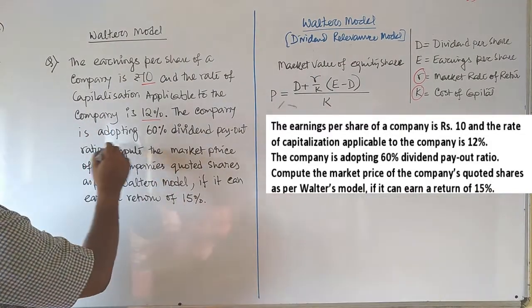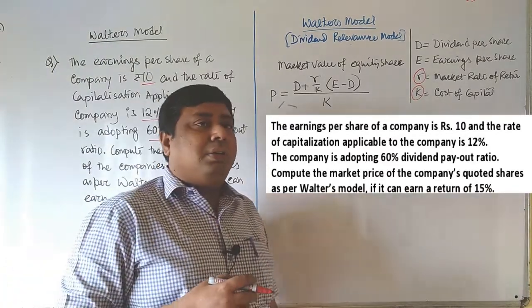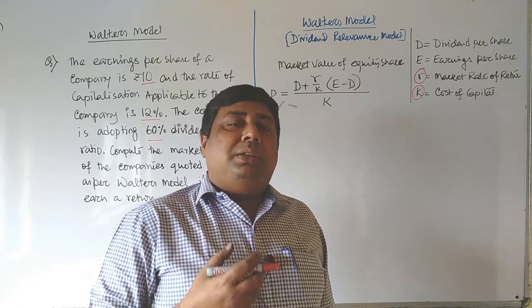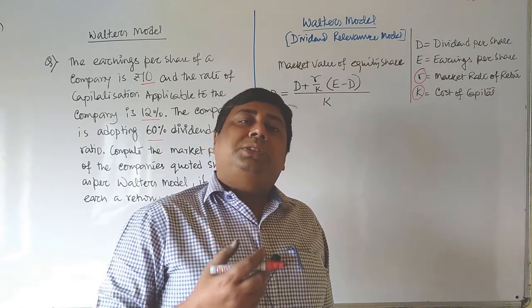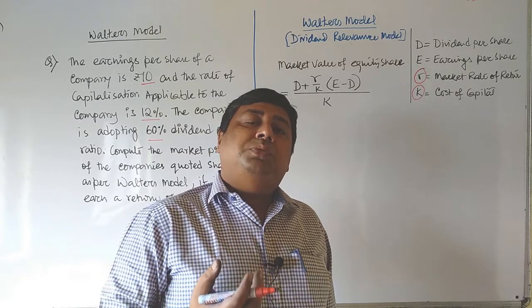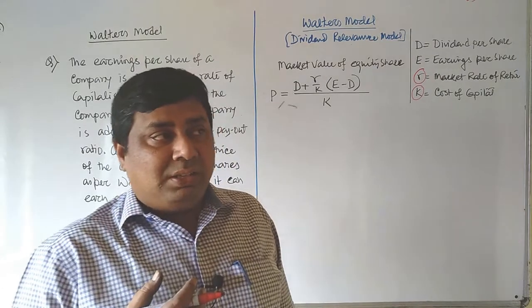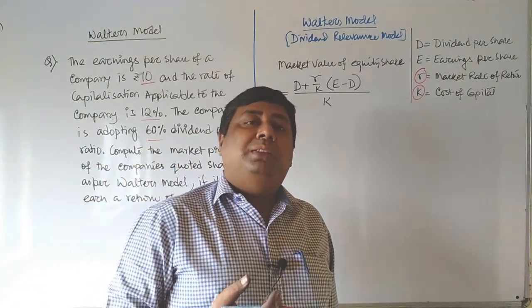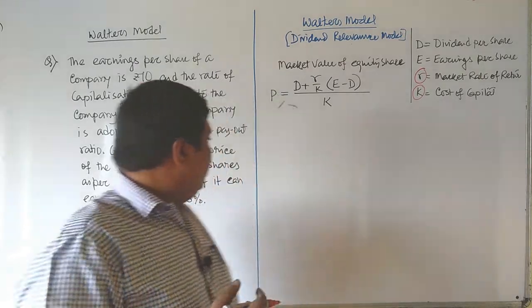The company is adopting a 60% dividend payout ratio. That means whatever amount the company earns, at the end 60% of that EPS, earnings per share, the company is going to distribute among shareholders. Out of that rupees 10, 60%, that means rupees 6 the company is going to distribute and rupees 4 the company retains in the business.